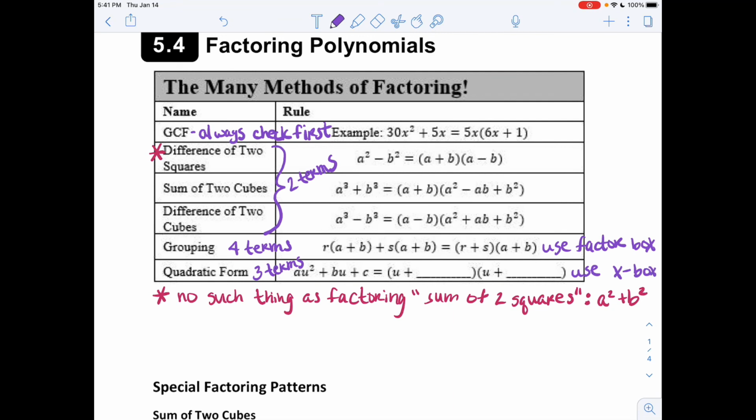I do want to point out one last thing before we leave this table, and that is this asterisk right here. It says difference of two squares. Notice that when we get to cubes, we have a sum and a difference of two cubes, but there's no such thing as factoring a sum of two squares. So if it's two squares, it has to be a difference, a negative sign. We can't have an a squared plus b squared. If we have that, it's just honestly not factorable.